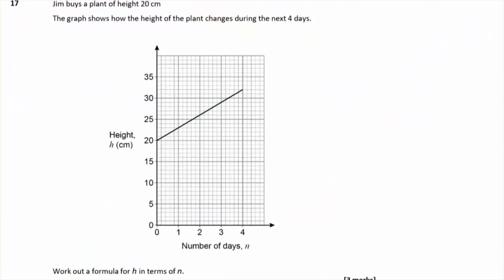Question 17. Jim buys a plant of height 20 centimeters. The graph shows how the height of the plant changes during the next 4 days. Work out a formula for h in terms of n.